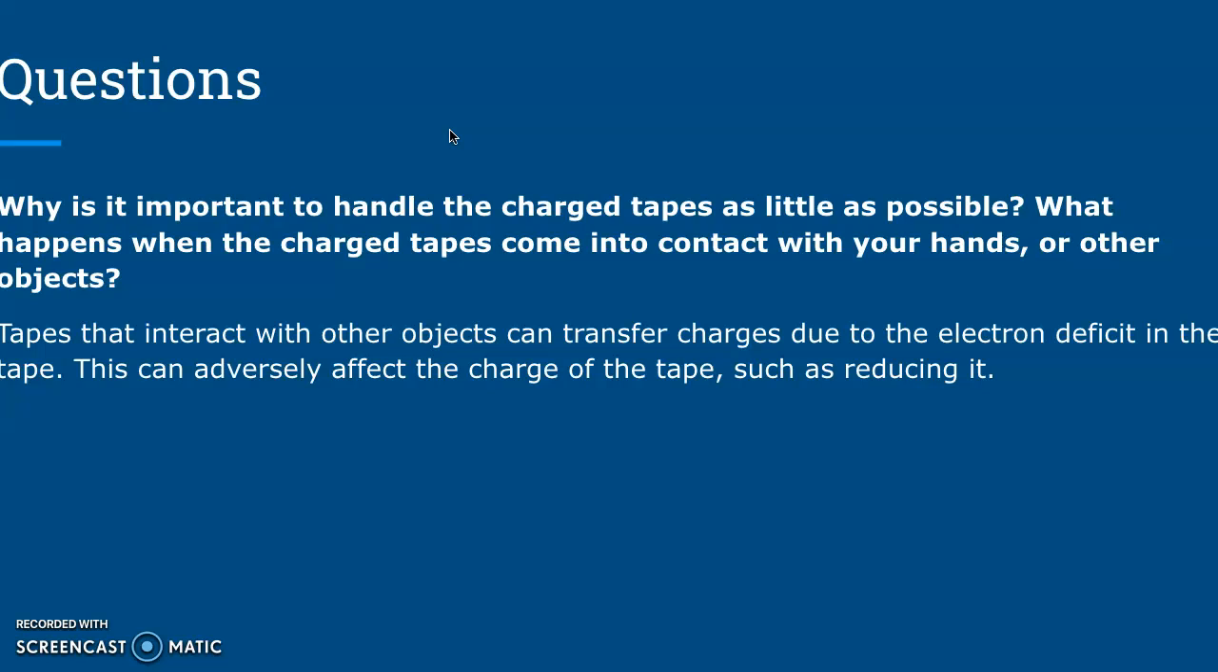Finally, why is it important to handle the charged tapes as little as possible? What happens when charged tapes come into contact with their hands or other objects? Tapes that interact with other objects can transfer charges due to the electron deficit in the tape. This can adversely affect the charge of the tape, such as reducing it in charge. This is why it can be dangerous if the charged tapes come into contact with hands or other objects.